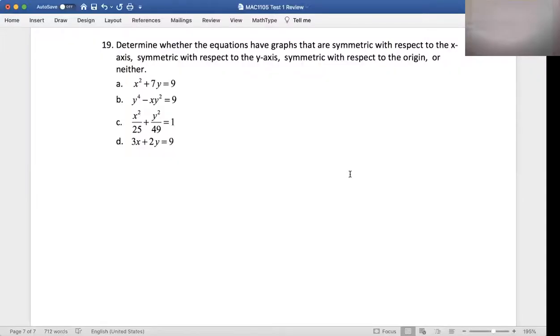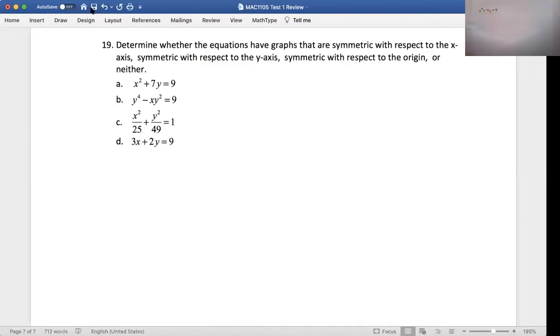So this question asks us to examine these four equations and determine their symmetries. Is this first equation symmetric with respect to the x-axis, symmetric with respect to the y-axis, symmetric with respect to the origin, or neither? So we have x squared plus 7y equals 9. Let's write that down.